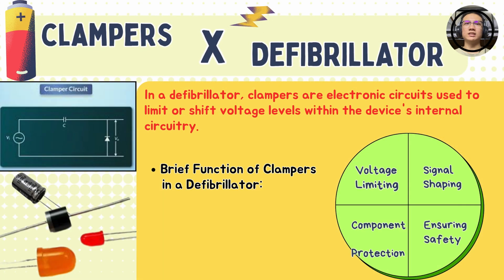So just now you have learned about the function of the defibrillator, and now let's move on to the clampers integrated with the defibrillator. In a defibrillator, the clampers are electronic circuits used to limit or shift the voltage level within the device's internal circuit. So what are the functions of the clampers in the defibrillator? There are four main functions. Firstly, it will limit the voltage. Secondly, signal shaping. Thirdly, it will protect the components. And fourthly, lastly, it can ensure the safety of the patient.